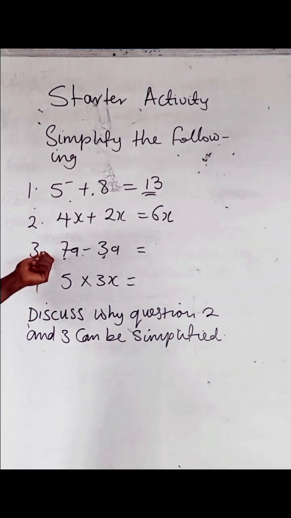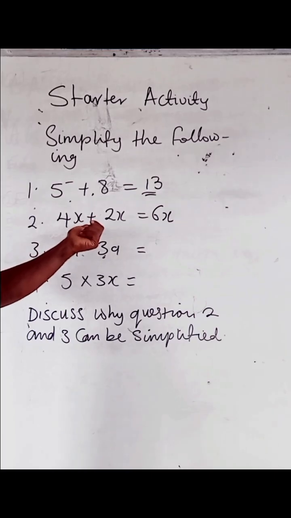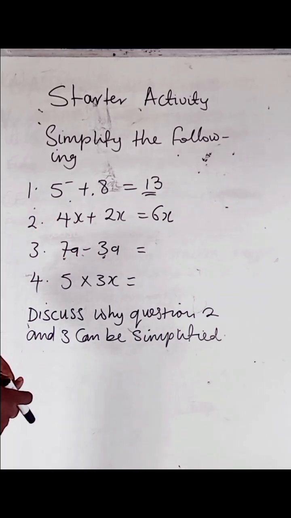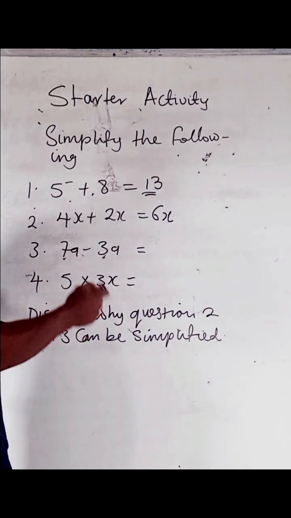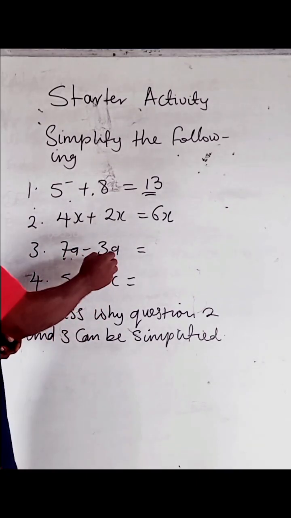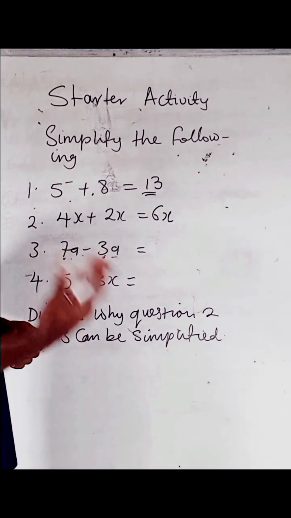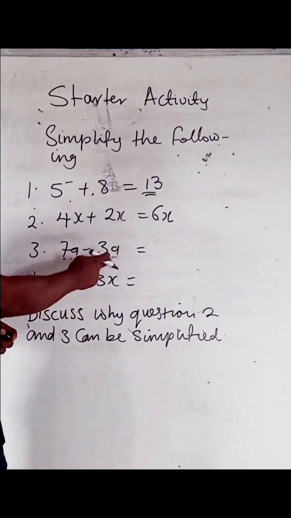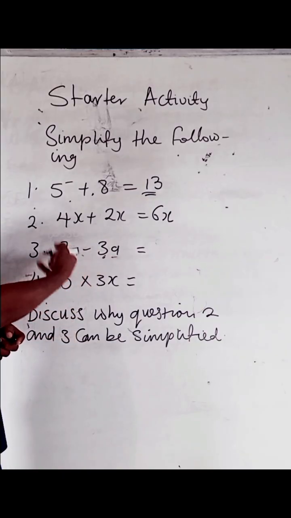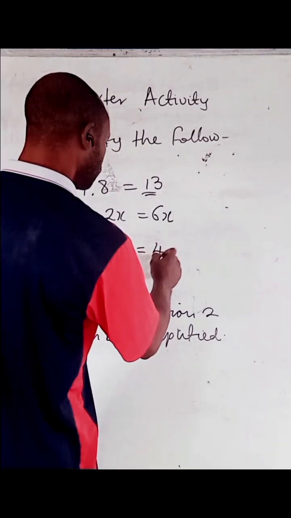Look at question number 3. Question number 3 is 7a minus 3a. This is a similar algebraic expression to question number 2. The unknown number here represented by a in the first expression is the same as that in the second expression. So this means that because the terms are similar, they are like terms, therefore we can subtract 3a from 7a. So 7a minus 3a is equal to 4a.